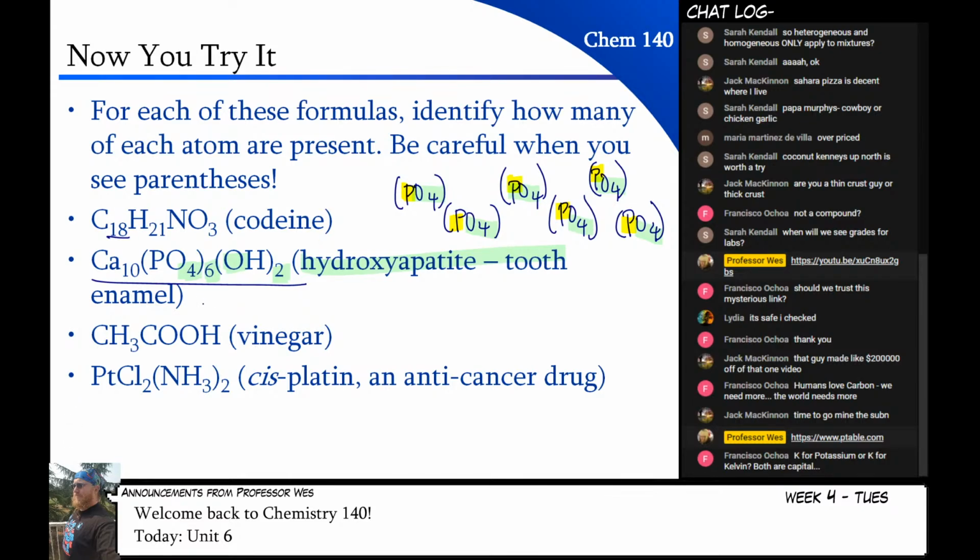So in hydroxyapatite, there would be 10 calcium, not 4. I looked at the wrong number when I was thinking that. 6 phosphorus, 24 plus 2 oxygen, and 2 hydrogen. So be mindful of parentheses in formulas and what they are trying to tell you, because that will come up from time to time too.